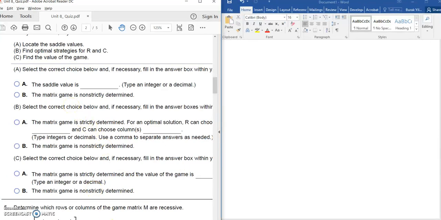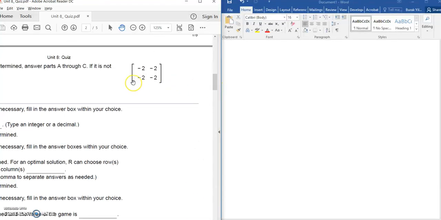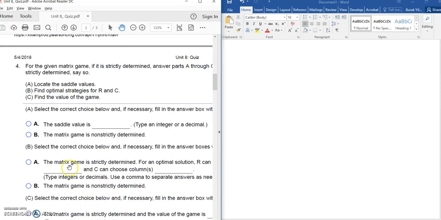And then in part B, the optimal strategies for R and C. Remember, the optimal strategies are for the row player. The row player is supposed to choose the row or column where the saddle point is located. And here, the saddle point is everywhere. So the row player can choose either row 1 or row 2, and the column player likewise can choose column 1 or column 2. The matrix game is strictly determined. R can choose rows 1 or 2, and C can choose columns 1 or 2. So that's the answer here.